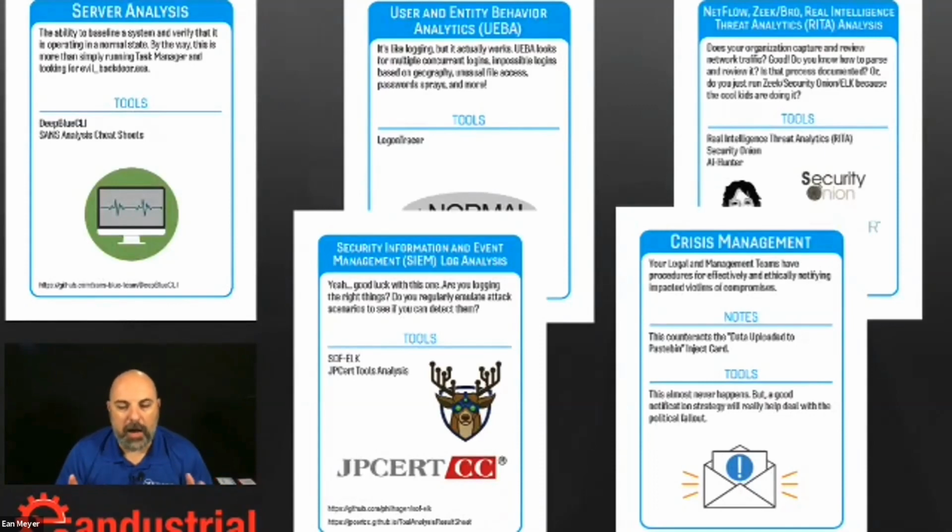These 2 up top, I should really explain what these are, because I realize the audience here is sometimes new. So, User and Behavior Analytics. Notice it says on the card, it's like logging, but it actually works. You'll notice these cards are kind of sarcastic, but it looks for things like concurrent logins, velocity checks.